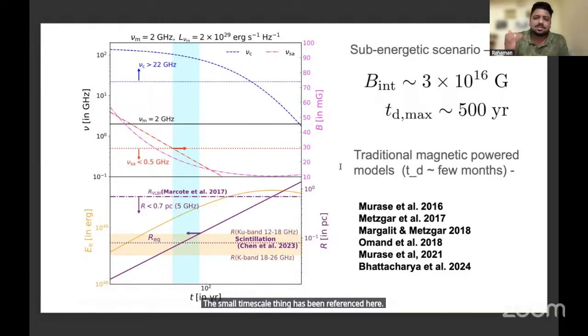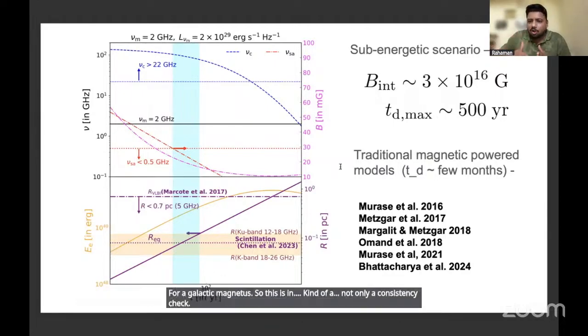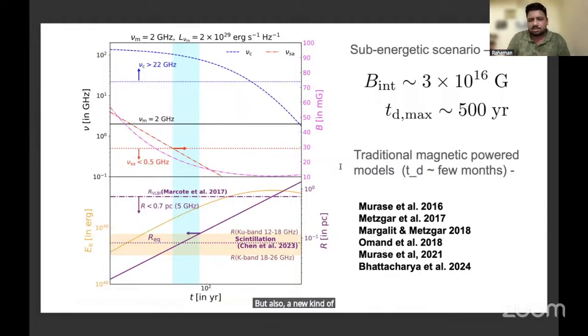And the largest time scale that we come to, around 500 years, is closer to the decay time scale of the internal magnetic field that we do see for a galactic magnetar. So this is not only a consistency check, but also a new paradigm that has been proposed here.